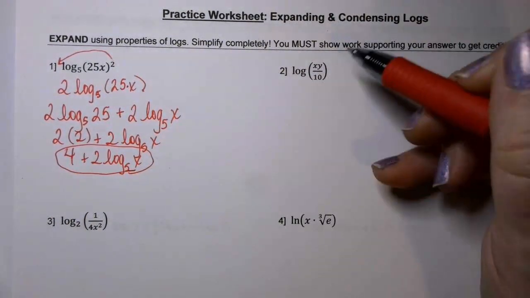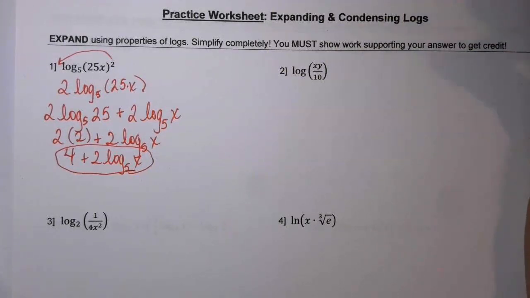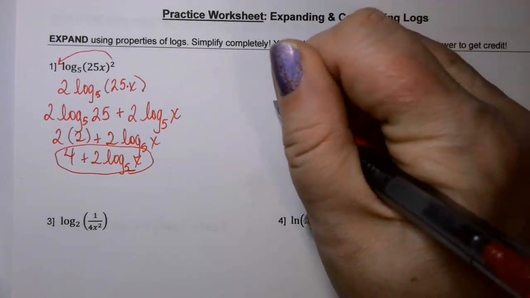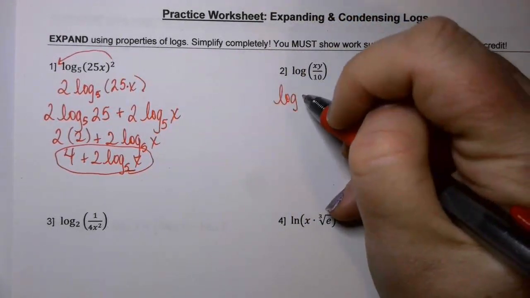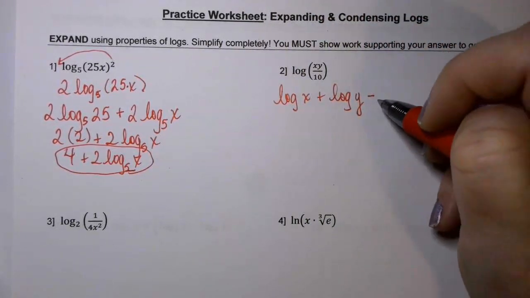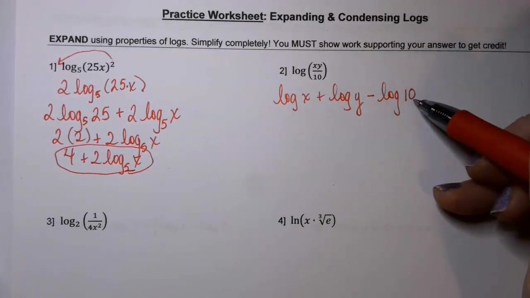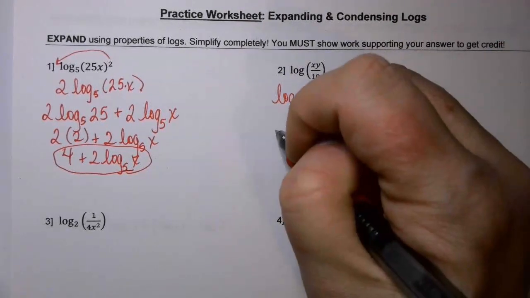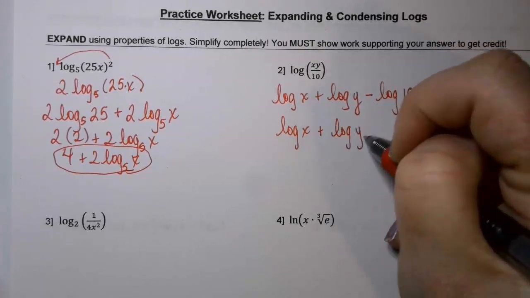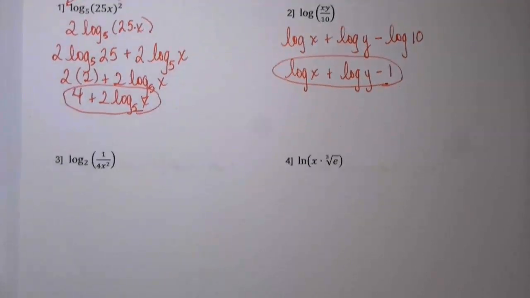Okay, in number 2, we have a product, x times y in the numerator, and a quotient of 10 in the denominator. So we're going to use the product property followed by the quotient property to expand this into the common log of x plus the common log of y minus the common log of 10. And the common log of 10 evaluates to 1, so we can simplify this further into log x plus log y minus 1, and that would be expanded form.